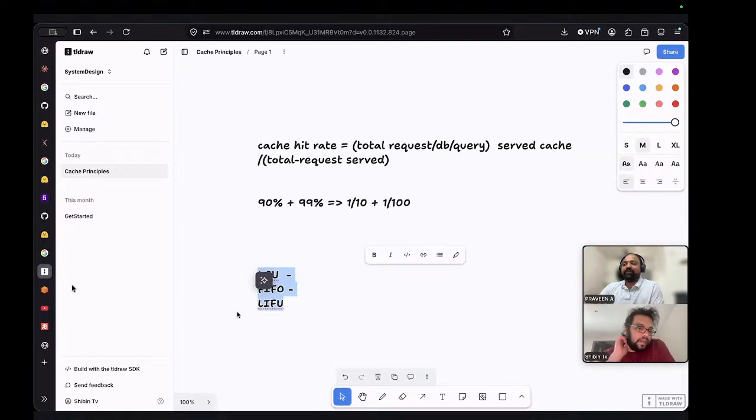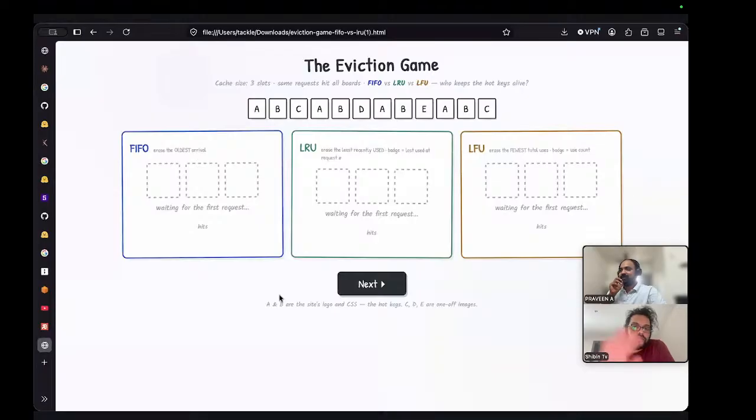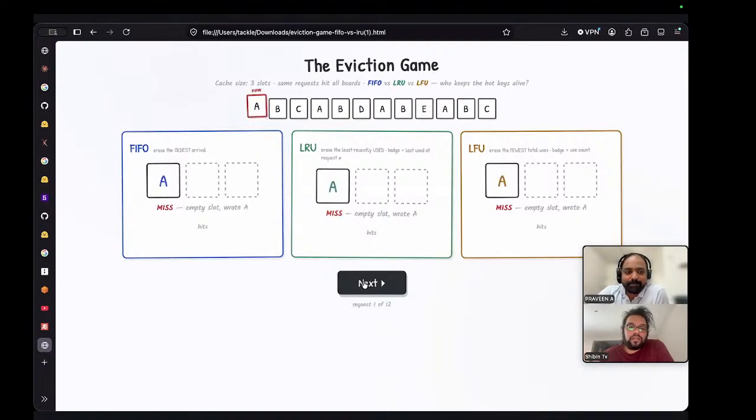Now I created an HTML page that may help you play around. We won't spend much time, let's spend 1 minute on it. What it has is, I'm going to insert all these entries, and this is the behavior for each of the things we have explained. One is FIFO, one is least recently used, one is least frequently used.